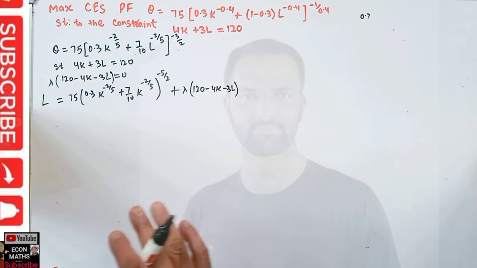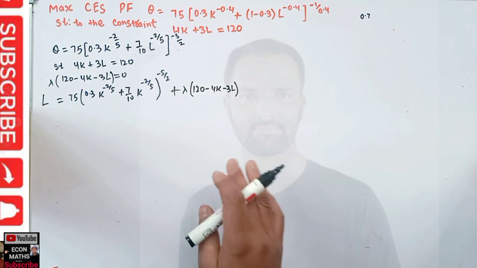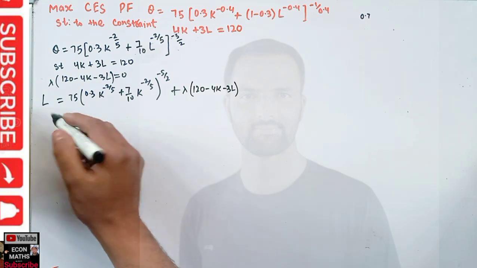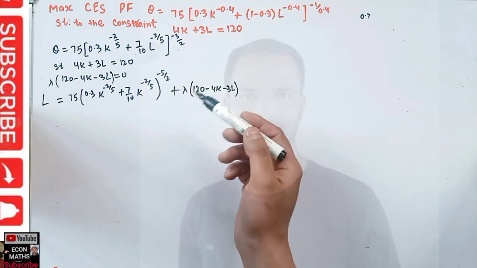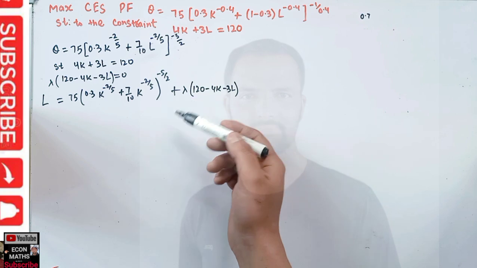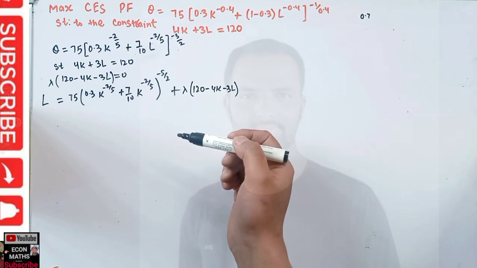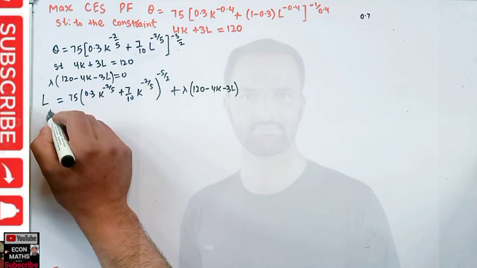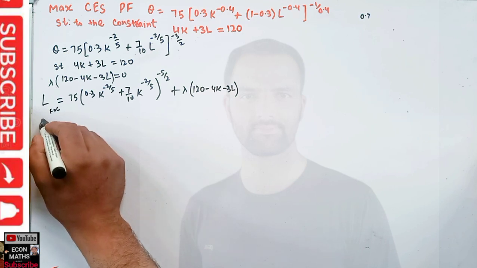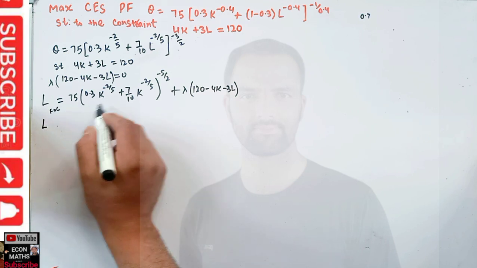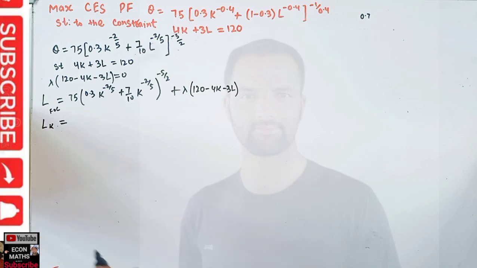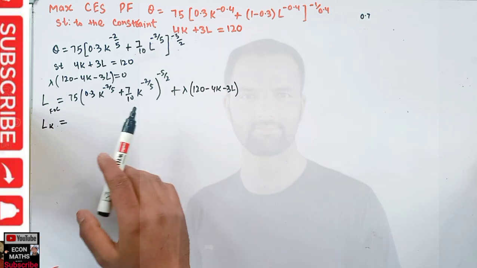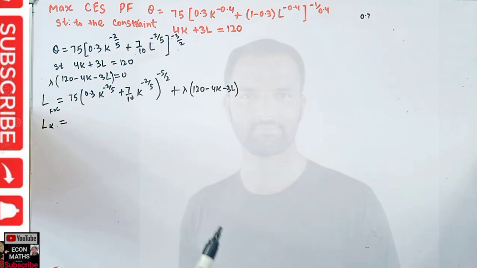Now first order conditions for optimization requires that we take the partial derivative of this Lagrange's function with respect to L, K and lambda and set them equal to 0 simultaneously. So first order conditions are we take the partial derivative with respect to capital and set it equal to 0.